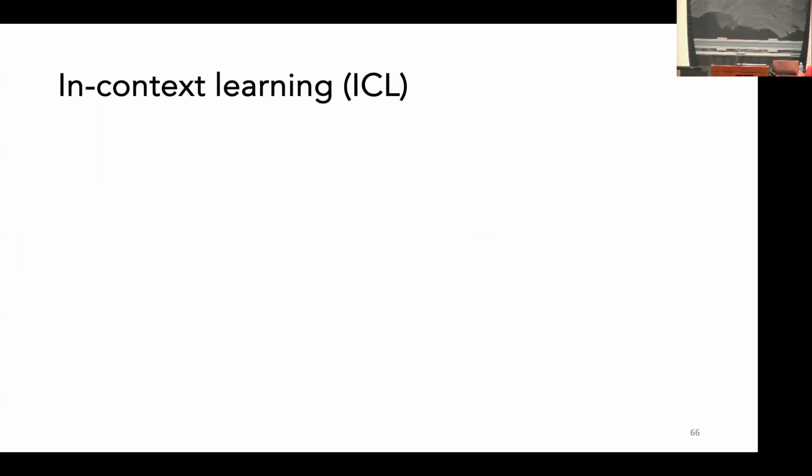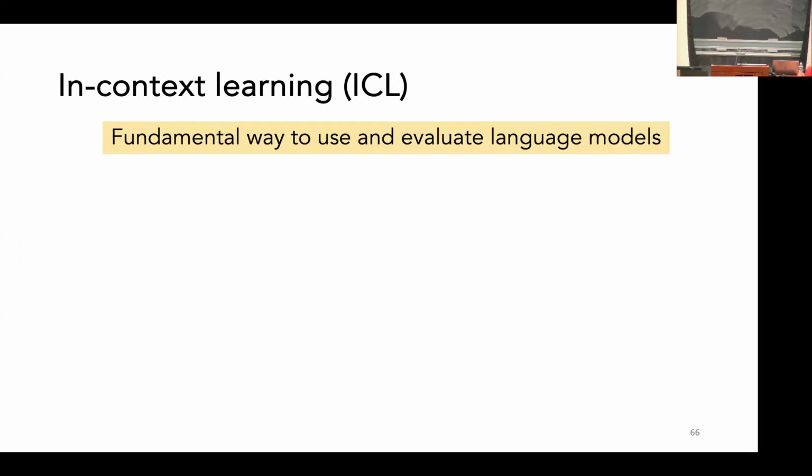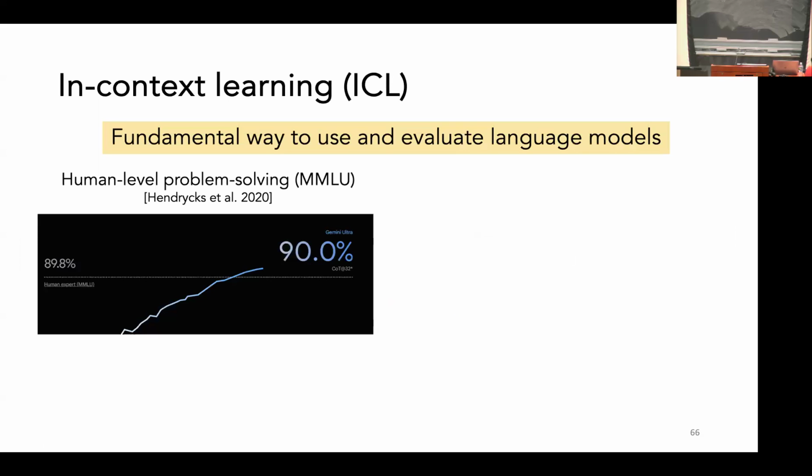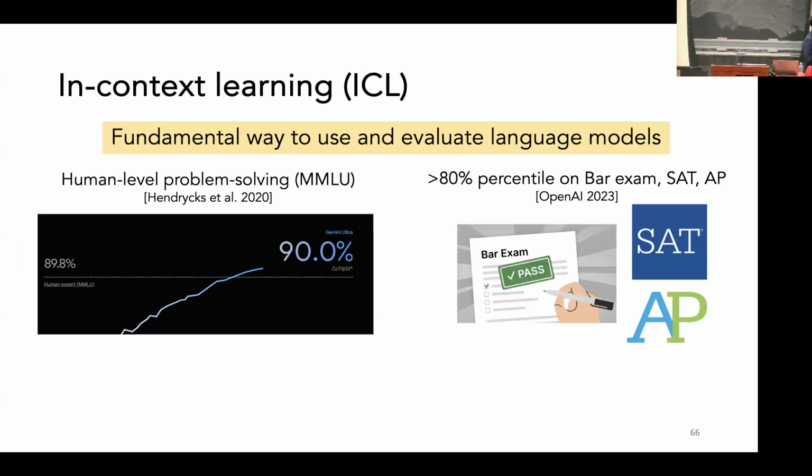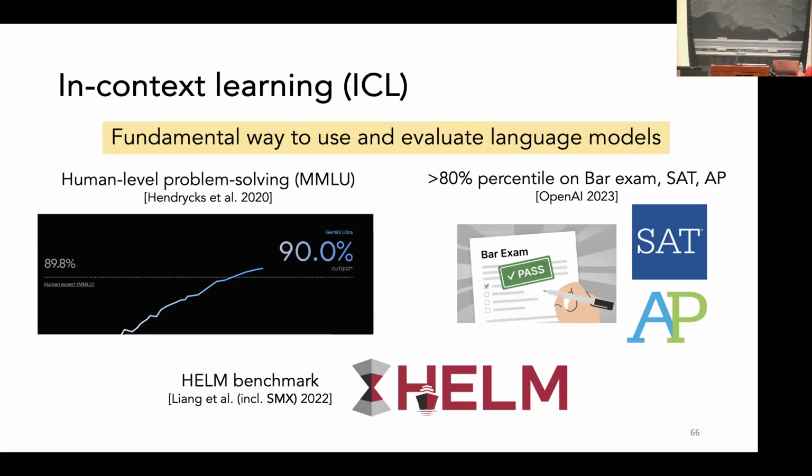And in-context learning is really a fundamental way to use and evaluate language models. It's enabled some of the first human-level problem-solving performance on MMLU, and it's achieved greater than 80th percentile on the bar exam, SAT, and AP tests. And in our holistic evaluation benchmark for language models, we almost exclusively use in-context learning to evaluate language models.